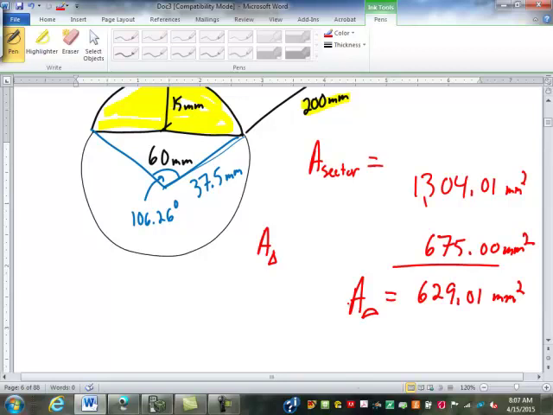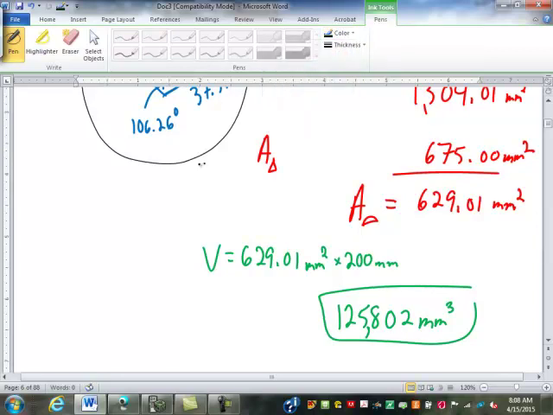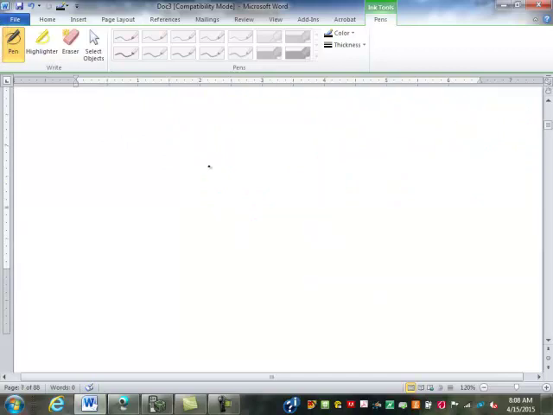You guys concur? So then what? How do we find the volume? You got it. 629.01 millimeters squared times 200 millimeters of length, which will give us what, 12,000 or 125,000? 125,000 millimeters cubed. Perfect. There's our volume. Better than a sharp stick in the eye? No? We've reached the point finally.